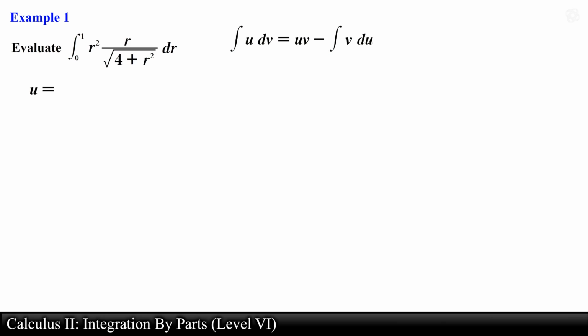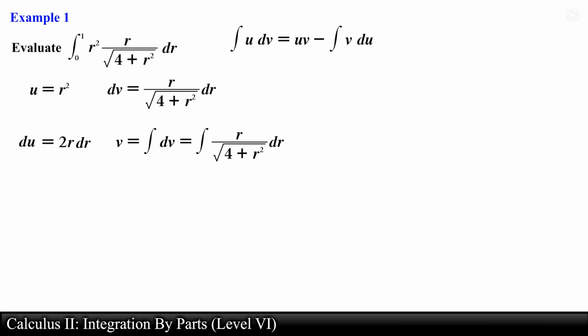So we are going to let u equal r squared, and let dv equal r over the square root of 4 plus r squared. Next, we take the derivative of u with respect to r, and obtain the following. Then we solve for du as follows. Next, we find v by integrating r over the square root of 4 plus r squared. In order to accomplish this, we need to use u substitution. The only problem is, since we are already using the variable u for integration by parts, I will use u sub s to distinguish it from u that is associated with integration by parts.